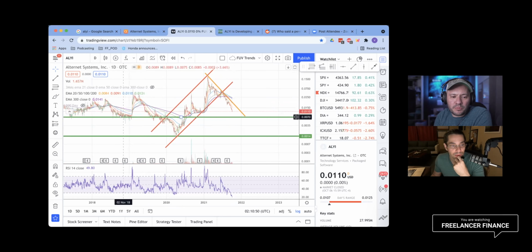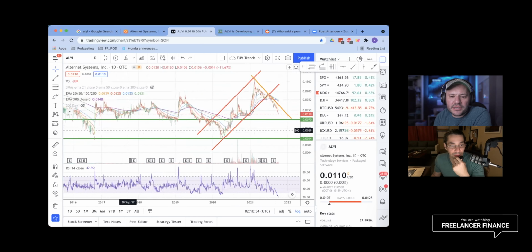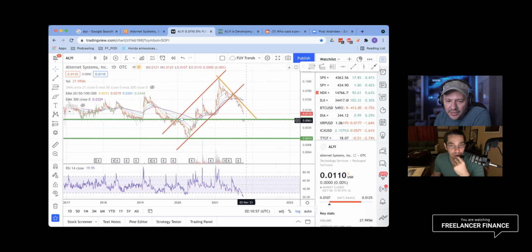If I was to say there was some support, it looks like there's some major support from even a while back. Like it goes back a bit. So we can hit around 0.007 cents. So that's 700th of a penny. So that is possible.